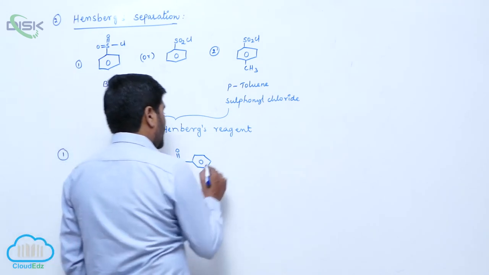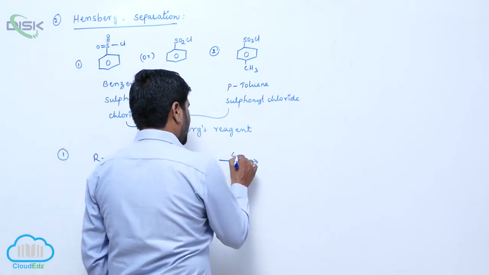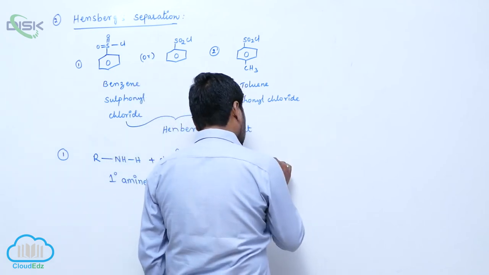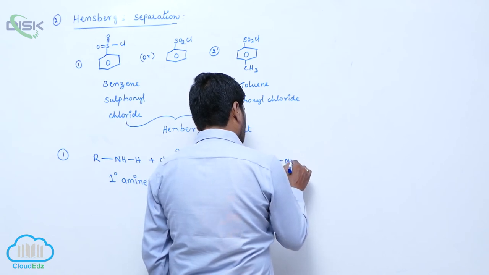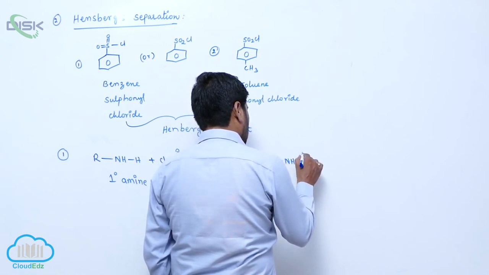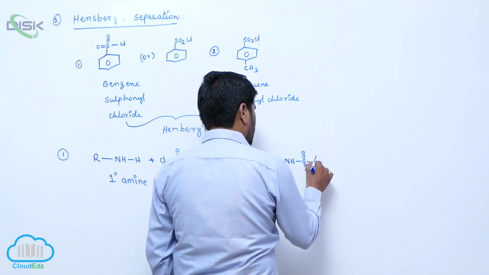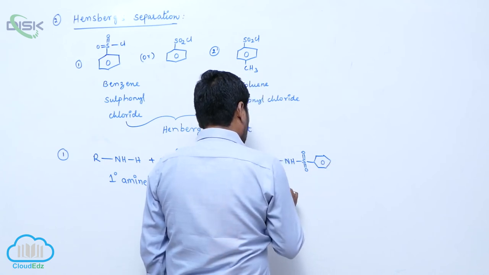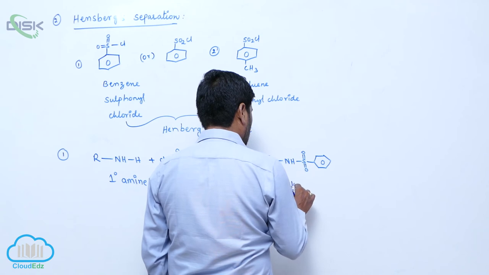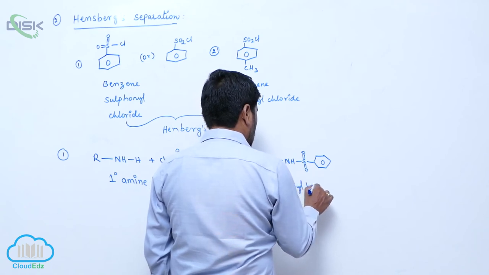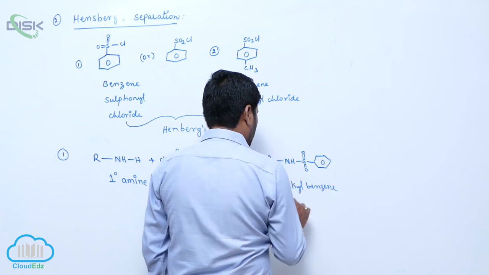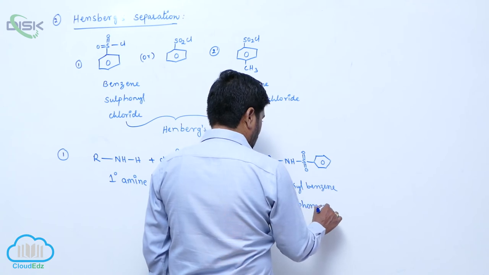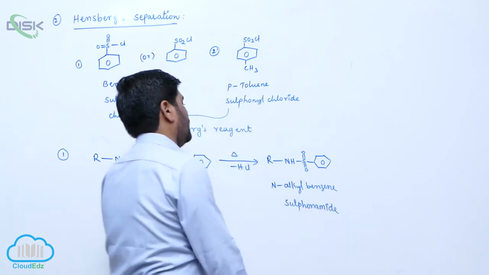Benzene sulfonyl chloride, on heating, loses hydrochloric acid to form an N-alkyl benzene sulfonamide. N-alkyl benzene sulfonamide is formed.